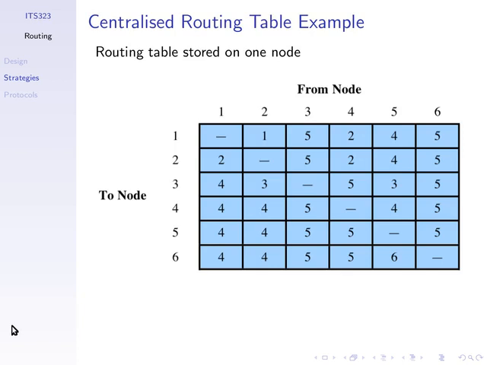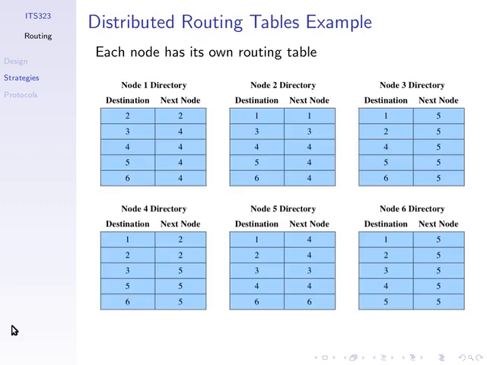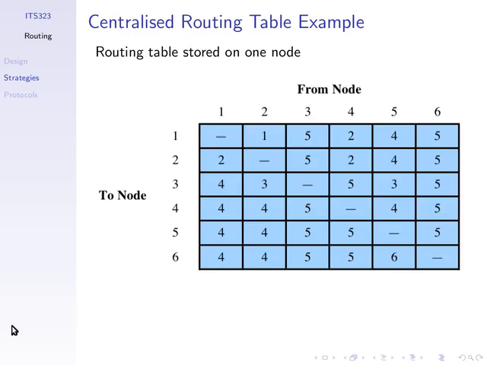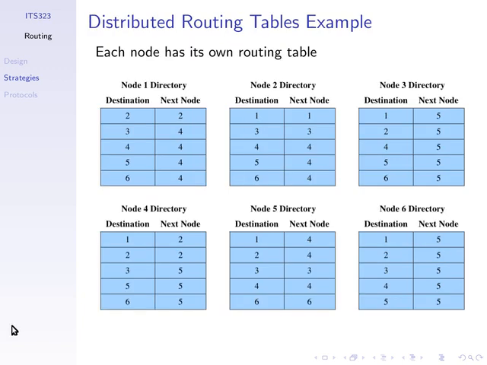We can see this column, source node 1 to reach 2, 3, 4, 5, 6. Next nodes are 2, 4, 4, 4, 4. That's this information. Source node at node 2 to reach the destination nodes 1, 3, 4, 4, 4. So it's just centralizing the information into one database, into one table. Both of them contain the same information for routing.